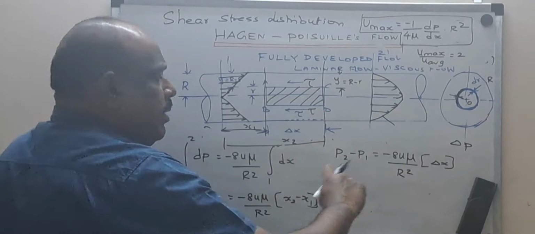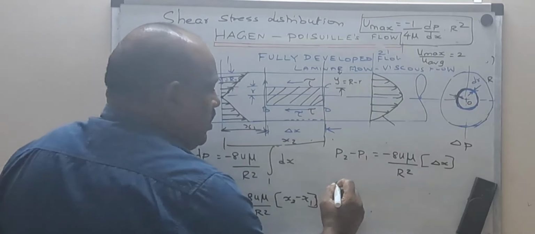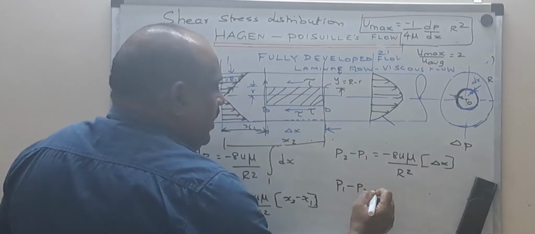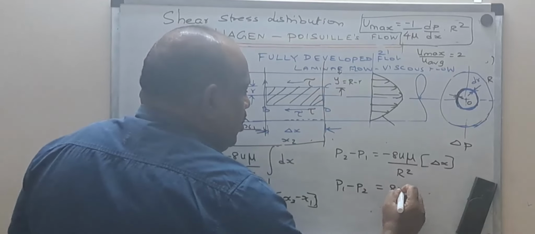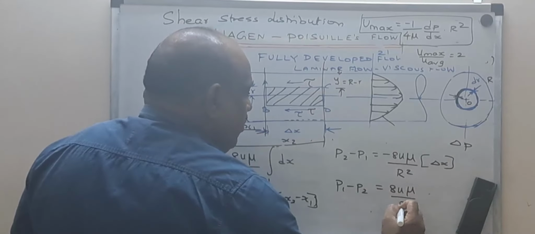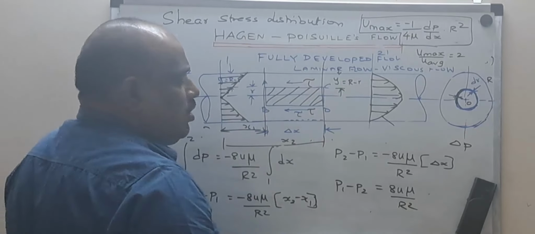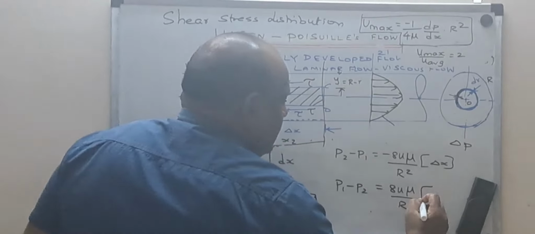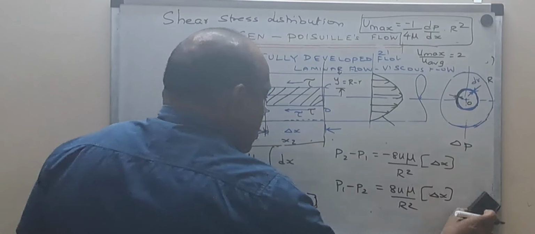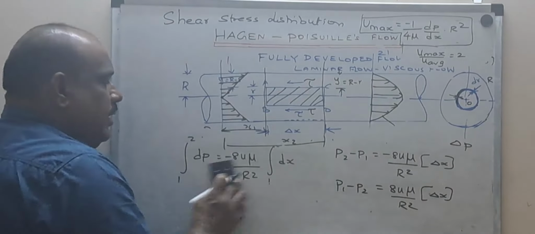So I will multiply by minus on either side. So this will become P1 minus P2, and this will become plus 8 u mu by r squared into delta x, because P1 will always be greater than P2. We know that the pressure is going to fall along delta x. So I multiply both sides by minus 1.